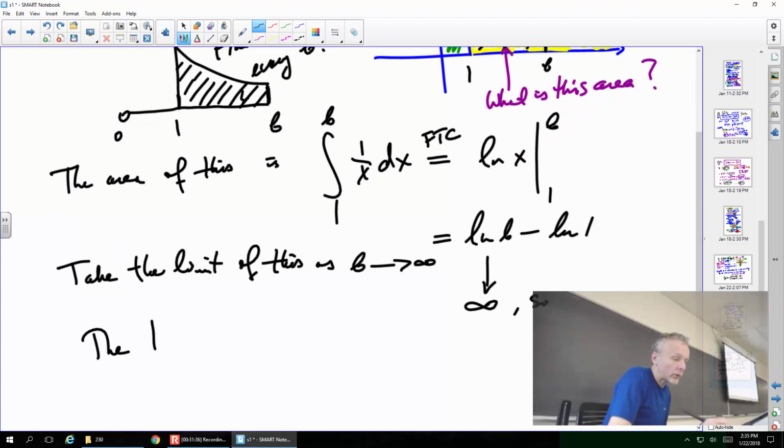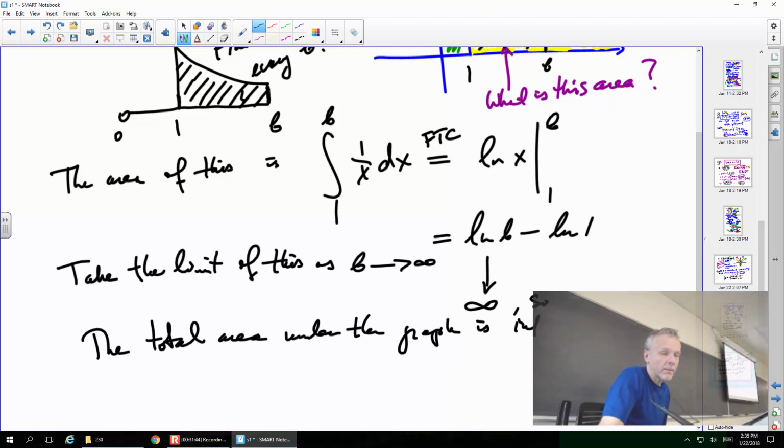the total area under the graph is infinite. Okay, so infinite region, infinite area. The intuition tells you that should always be the case, but it's not.